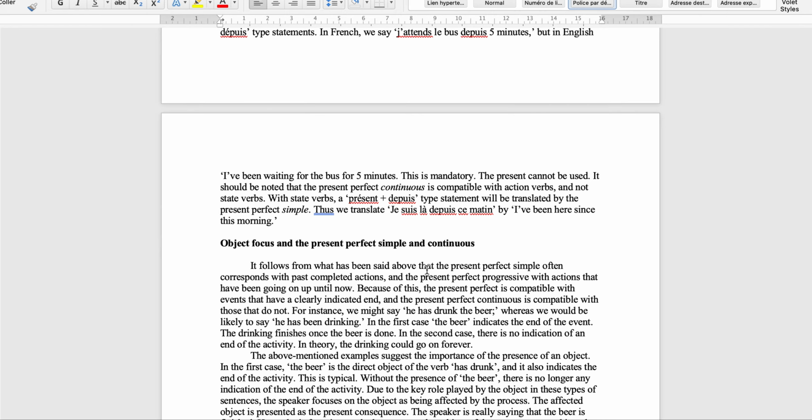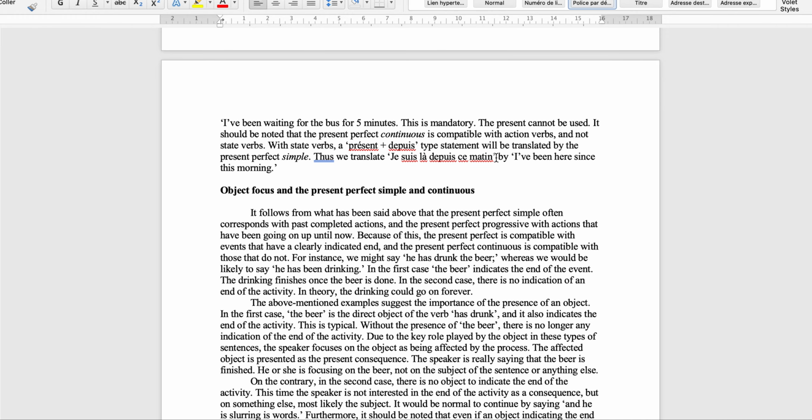And this you will find discussed here, as you can see circled, in the sections titled object focus in the present perfect simple and continuous. Meaning, we're looking at the difference.